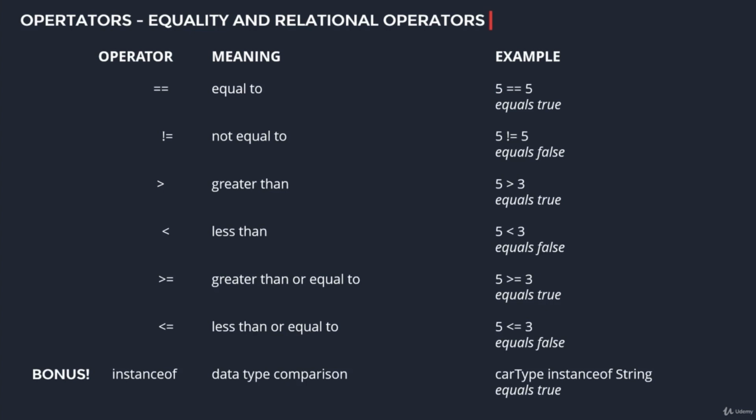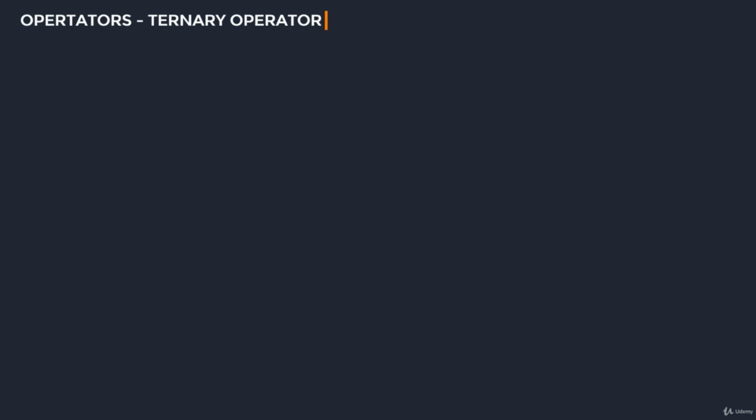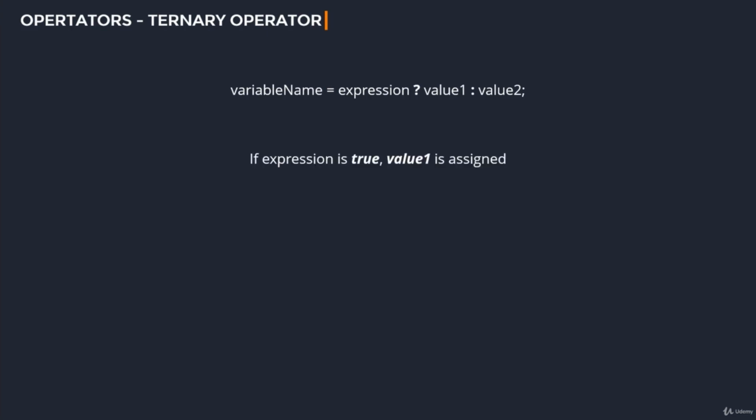The following group is the Ternary Operator group, which is a one-operator group. It is used in control flows to run different code based on an expression's value. So, variable name equals expression, question mark, value 1, colon, value 2, and a semicolon. So, if the expression is true, value 1 will be assigned to the variable. But if the expression is false, value 2 will be assigned.